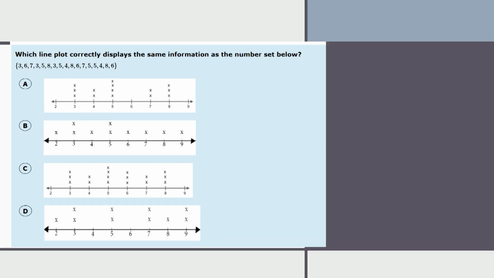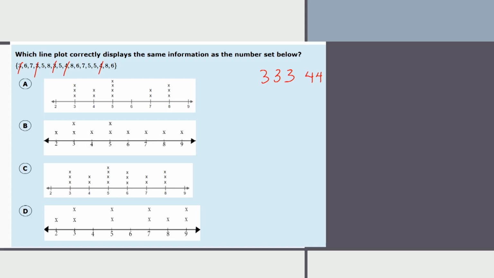Which line plot correctly displays the same information as the number set below? All right, so when I look at this, I have a whole scramble of numbers. So let's go ahead and plug them in numerical order. To me, that's the easiest way to start. So I've got 1, 2, 3 threes. Let's see, do I have a 4? Here's a 4, and here's a 4.